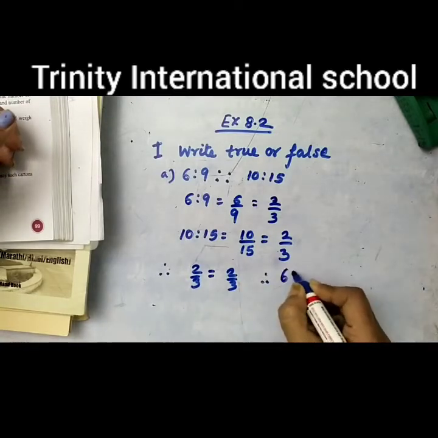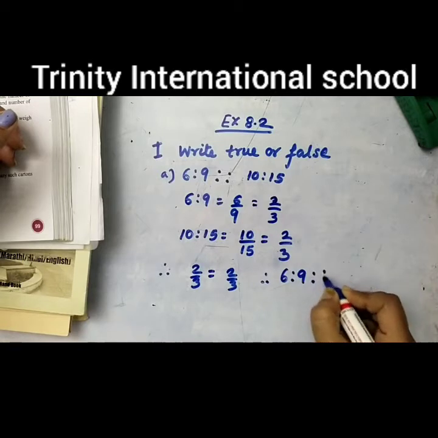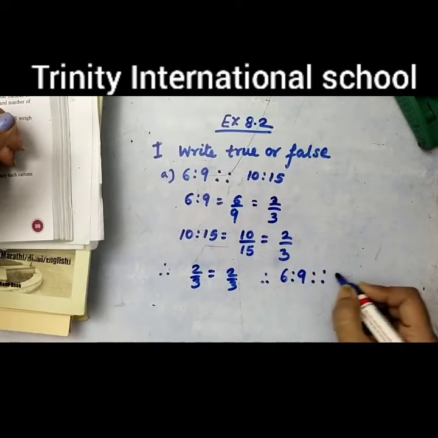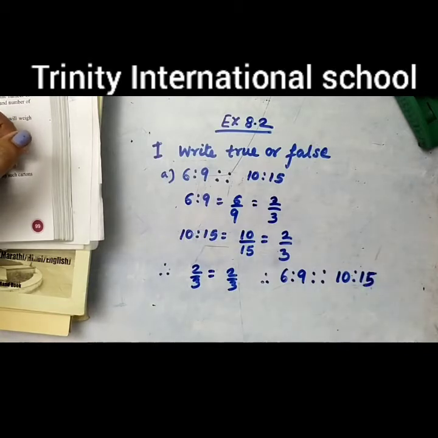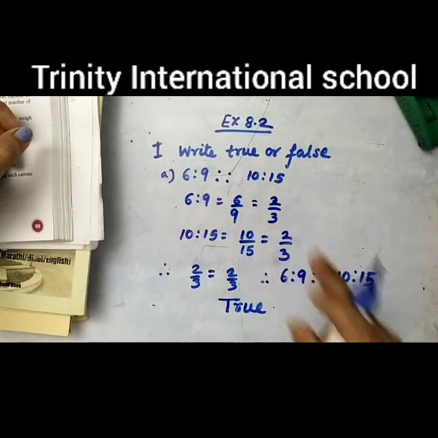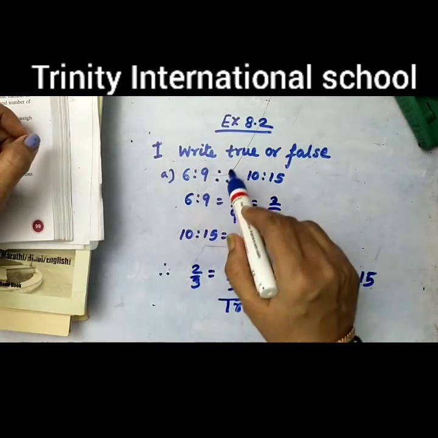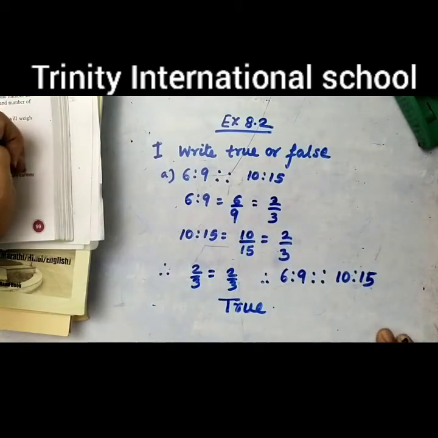Therefore 6:9 is proportional, see, this is the proportional sign, to 10:15. So this statement is a true statement. तो ये स्टेटमेंट क्या हो गया? ट्रू हो गया. तो प्रोपोर्शनैलिटी इस तरह से आपको प्रोपोर्शनैलिटी का सिंबल दिया जाता है.